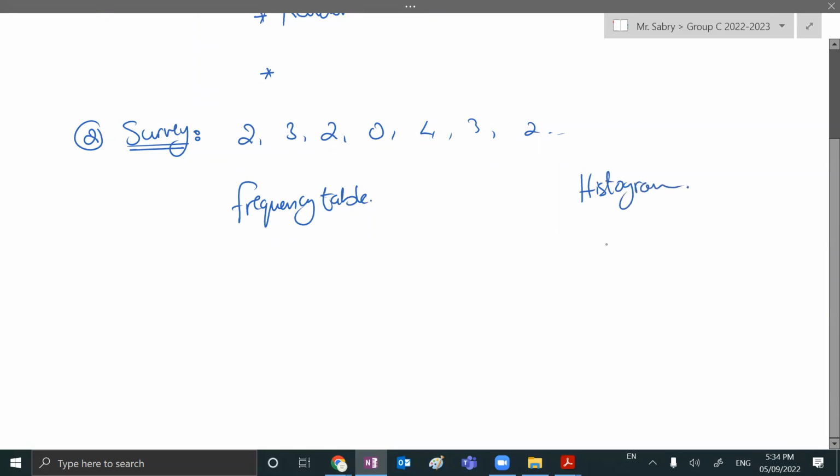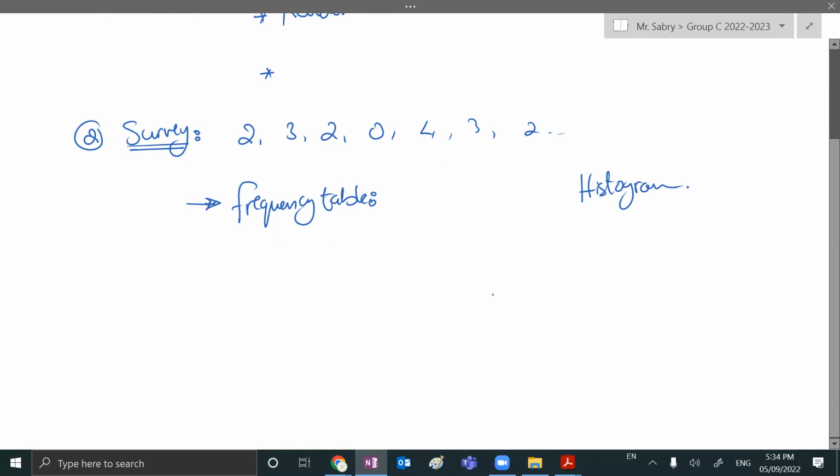We can use a circle graph. It depends on the data. We care a lot about the frequency table more than anything else, because most of the questions in the tests come about the frequency tables. But to be honest, all the others are important.